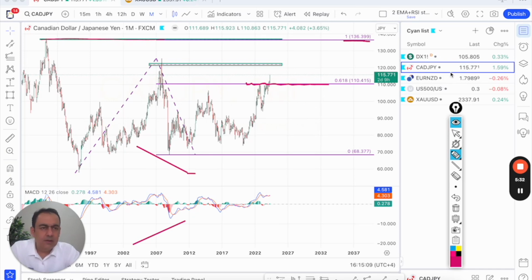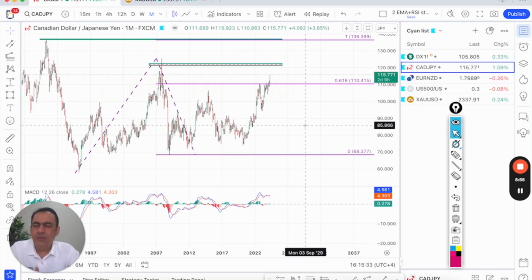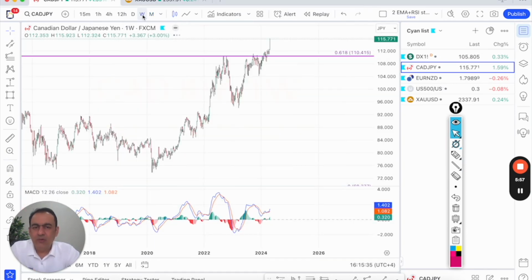Now currently we are at 115.77 and 136.399, or the 136 level, will take many months. So anyway, the next upcoming resistance is here. This is somewhere around 120, which seems a more practical target in the coming days and weeks. So let's quickly move down to the lower time frame.